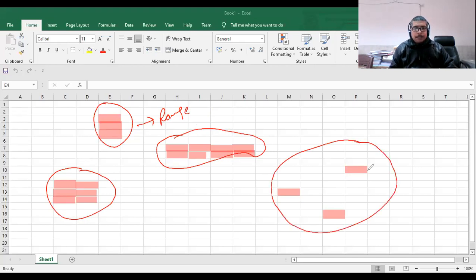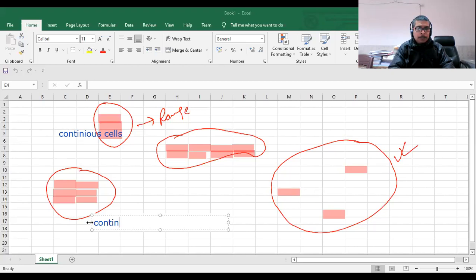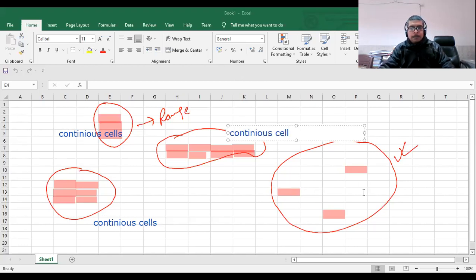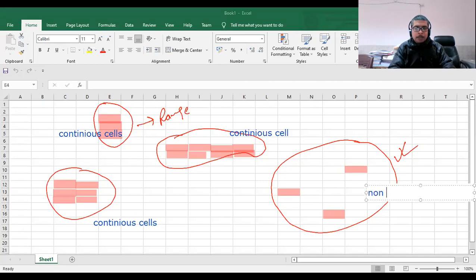What is the difference between these? How is this one different? This is a collection of non-continuous cells. All of these are continuous in nature, continuous cells, and this is also continuous, but in this case this is non-continuous.